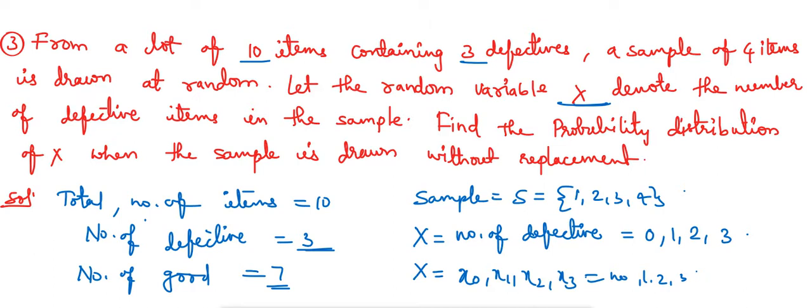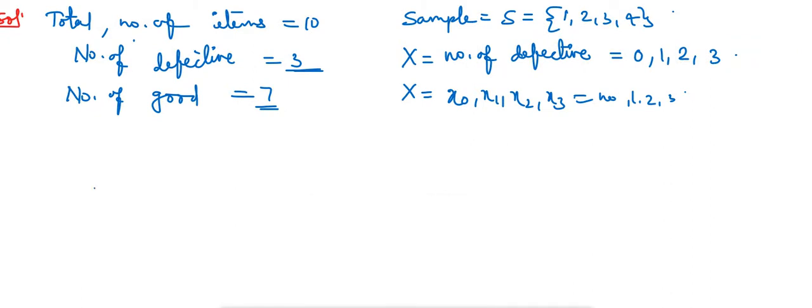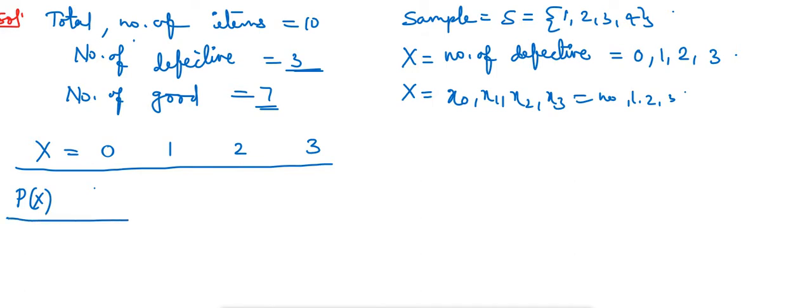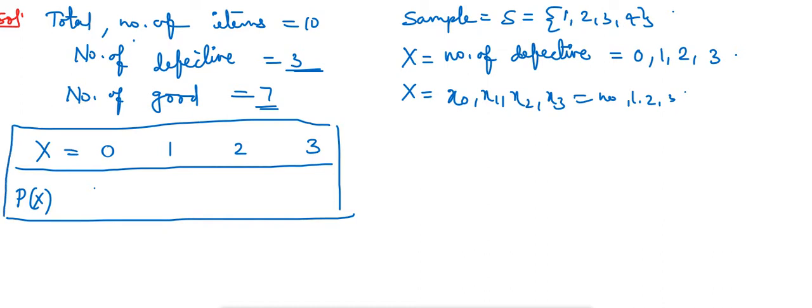Next, find the probability distribution of X when the sample is drawn without replacement. Here the random variable X takes the values 0 defective, 1 defective, 2 defective, 3 defective. Now we can find the respective probability values, probability of X. How do we find these values? For that, we take probability of X equal to 0, meaning no defective.